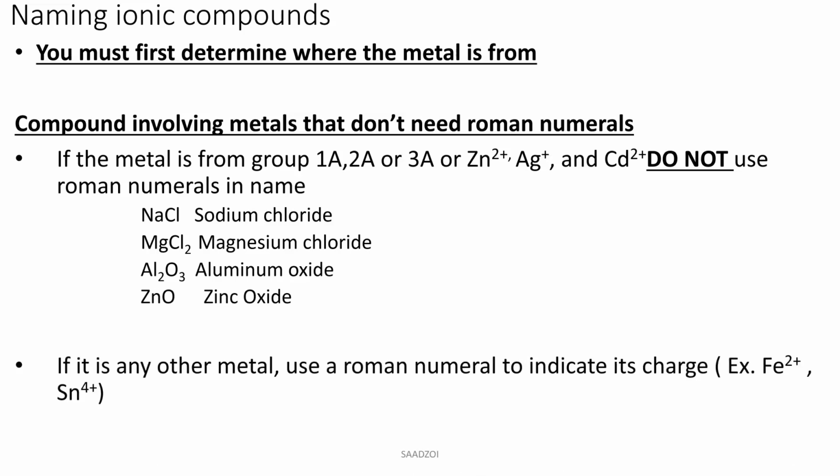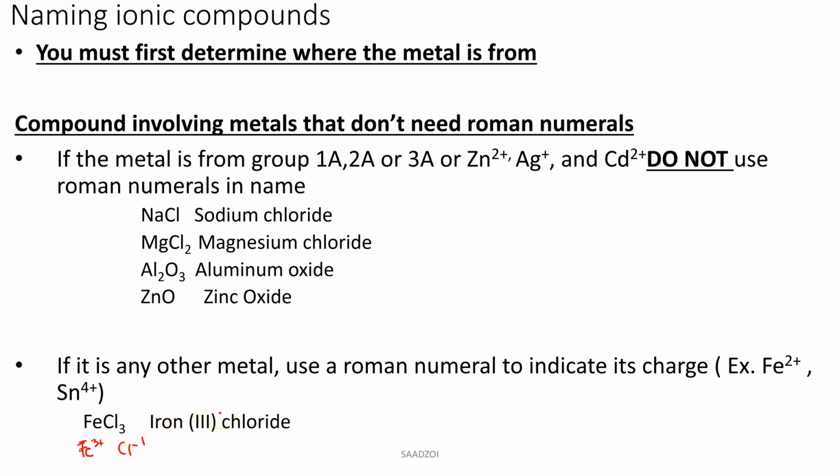If any other metal, use Roman numerals to indicate its charge. For example, Fe2+, Sn4+. You actually have to figure it out the way I did with the iron. So FeCl3, how did I know that iron was a positive 3 charge? I crisscrossed it. So if it's not from those exceptions, you have to actually sit there and do this. Make sure the anion has the correct charge. It does. Chloride is a negative 1 charge. So it's iron 3 chloride.